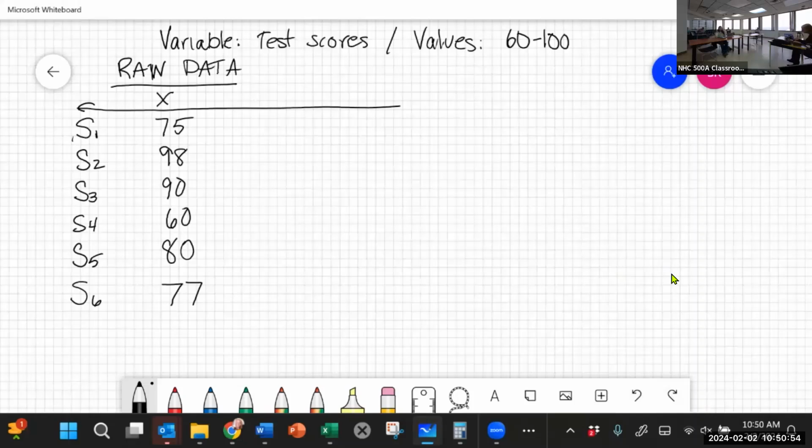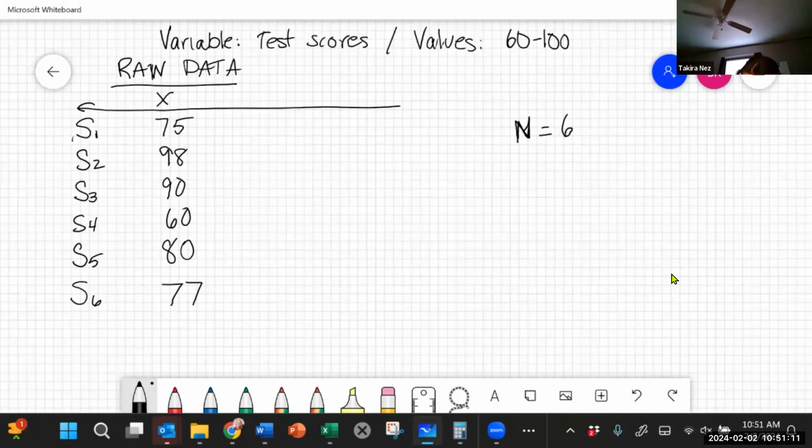So let's write down some key information from our problem, first of all. All right, so our key information is going to be the mean. Let's start with our n, actually. How many are in our sample? What is our n? 6. Our n is 6.